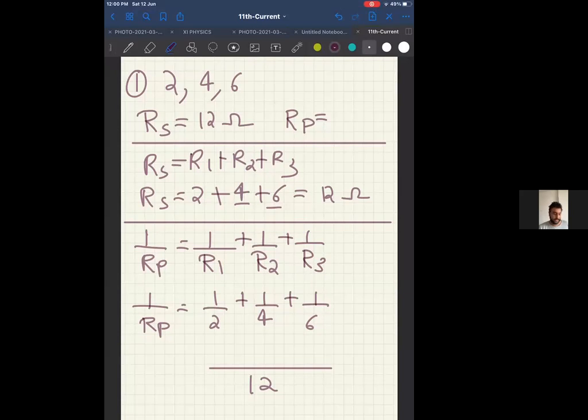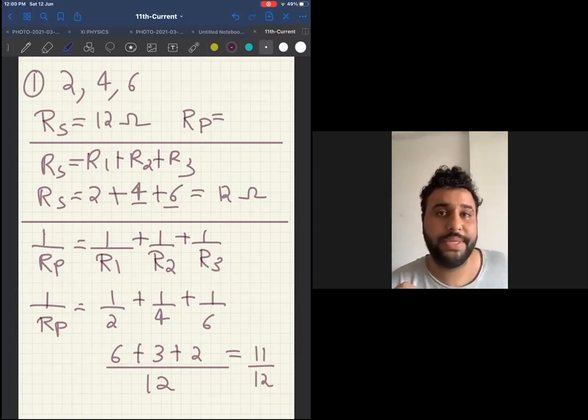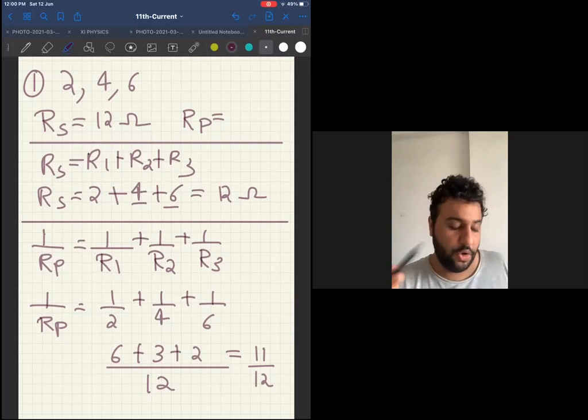Therefore, what is the answer? 2, 6s are 12, so 6 plus 4, 3s are 12, therefore 3 plus 6, 2s are 12, therefore 2. Therefore, 6 plus 3 is 9, plus 2 is 11 by 12. And the most common mistake that people make is that 1 by RP is 11 by 12, and they leave the answer as it is.